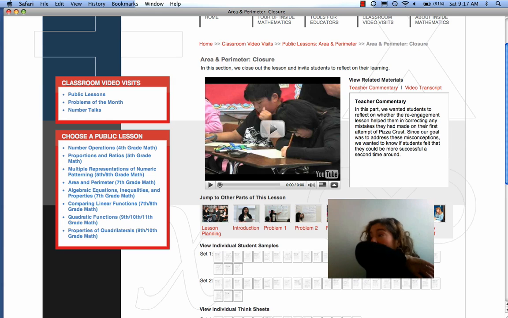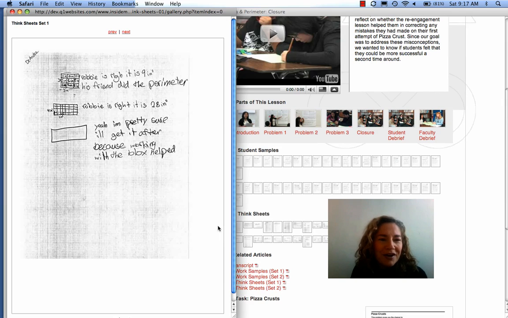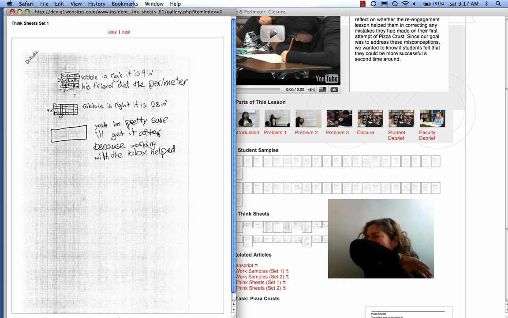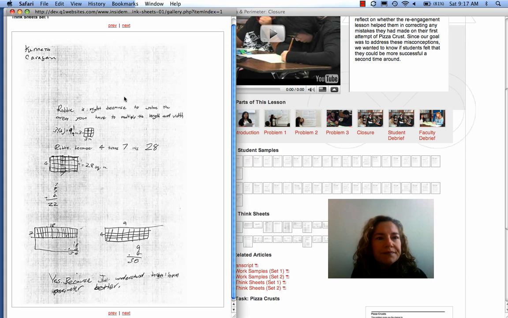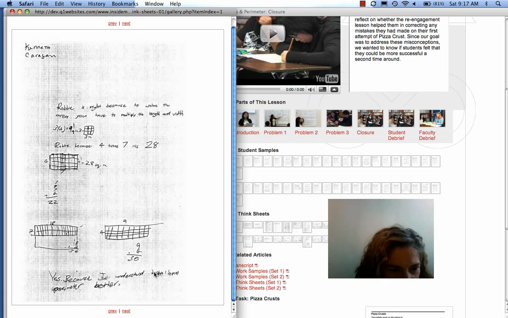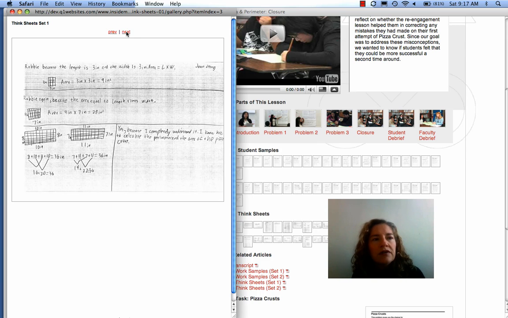Then you can see these student think sheets. Yeah, I'm pretty sure I'll get it right after, because working with the blocks helped. This student says, yes, because I understand area and perimeter better, and so on. This one says, I think Ms. Ferrant if she gives us the problem again, I would probably pass it because I learned more about the area and perimeter. So again, you can think about how these students' insights compare to your own in your own setting.